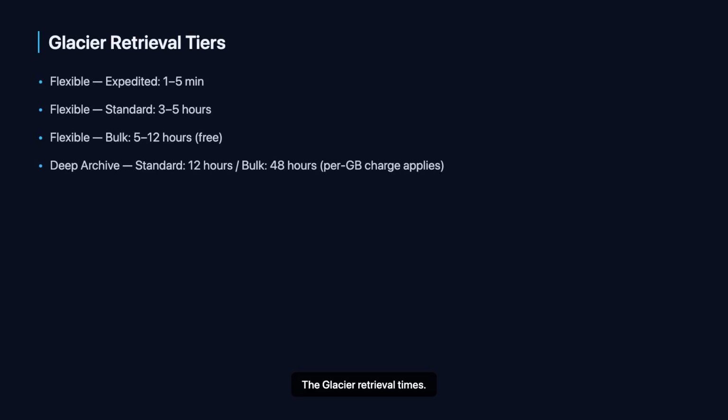The Glacier retrieval times. On flexible retrieval, expedited is 1 to 5 minutes, standard is 3 to 5 hours, and bulk is 5 to 12 hours. On Deep Archive, standard is 12 hours and bulk is 48 hours. Bulk retrieval is free for flexible retrieval. For Deep Archive, bulk is the lowest cost tier but is not free. A per gigabyte retrieval charge still applies.